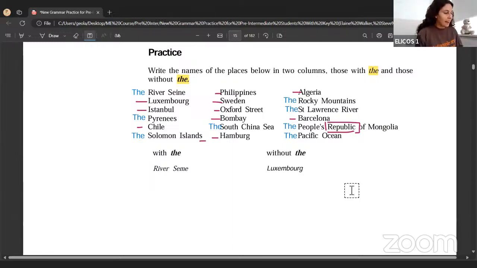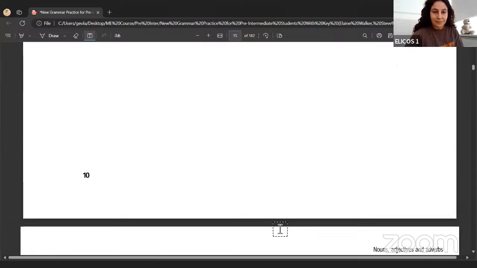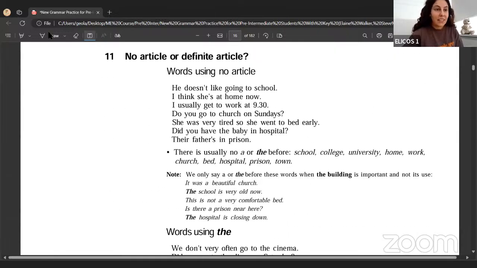Okay, how about now? No article or the definite article. So we talked about no article, then just before we talked about the definite article, which is the word the. But when do we use no article? He doesn't like going to school. I think she's at home now. I usually get to work at 9:30. Did you go to church on Sundays? She was very tired, so she went to bed early. Did you have the baby in hospital?